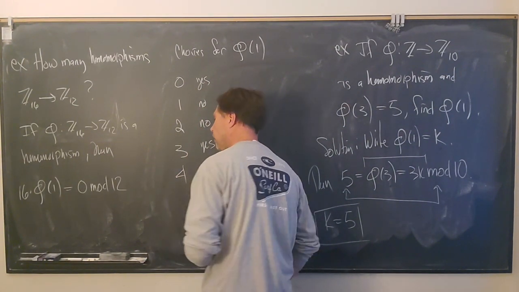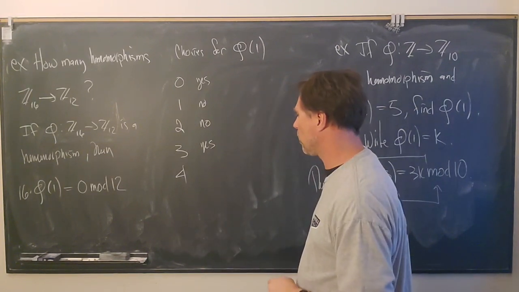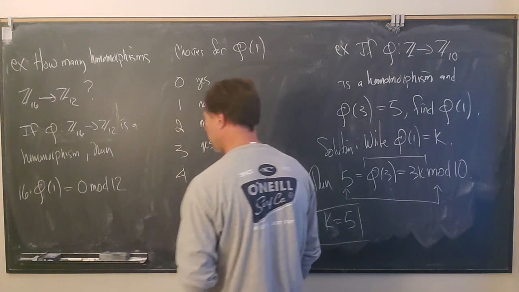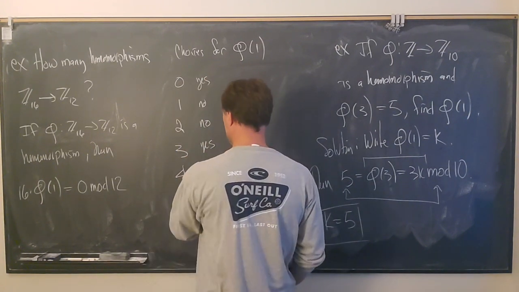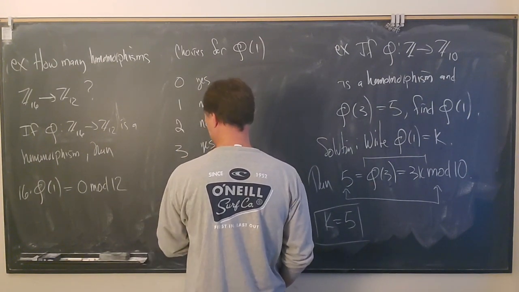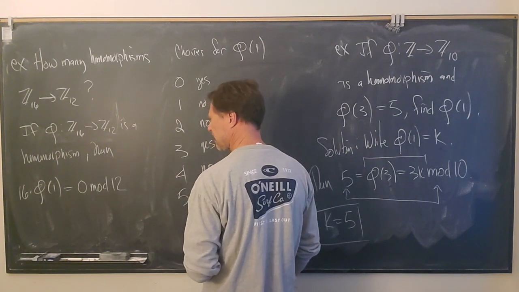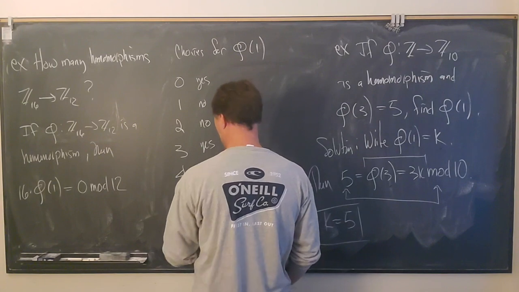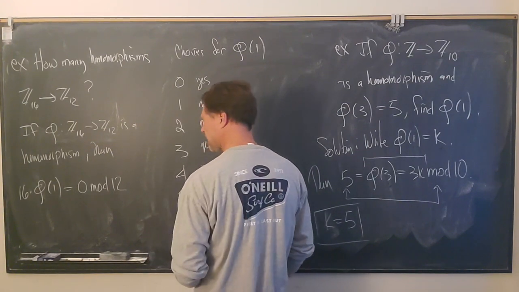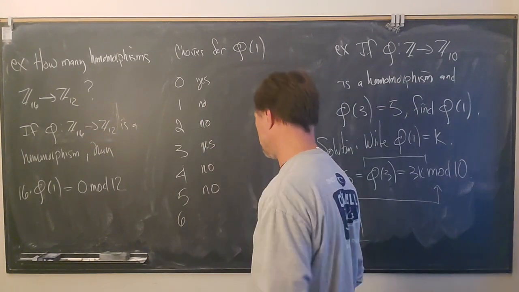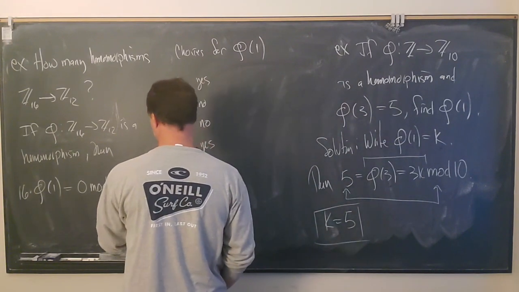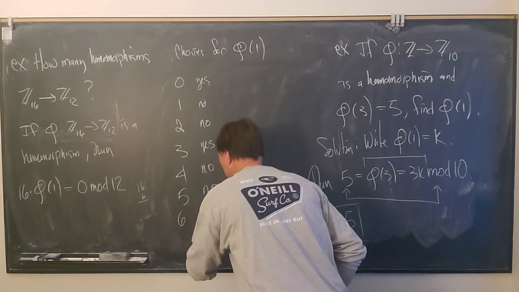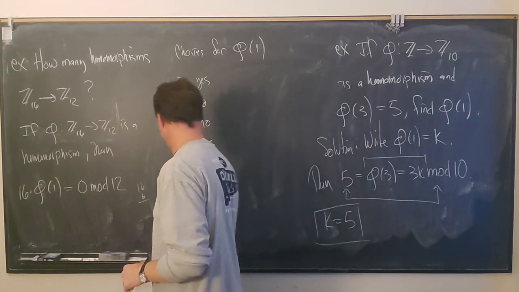How about 4? 16 times 4 is 64. Mod 12 is not 0, so we get a no. 5: 16 times 5 is 80. Mod 12, no. The next one is 6. That would be what? 16 times 6. Oh, 96. Mod 12, yes. And so we just go down the line.